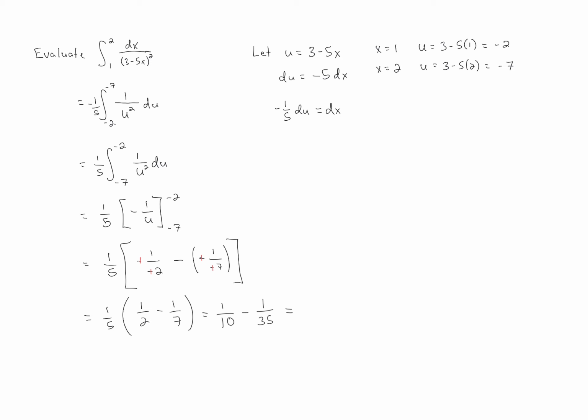And if we get a common denominator of 70, that's going to be 7 over 70 minus 2 over 70, which gives us 5/70ths, and that reduces to 1/14. So that is our final answer.